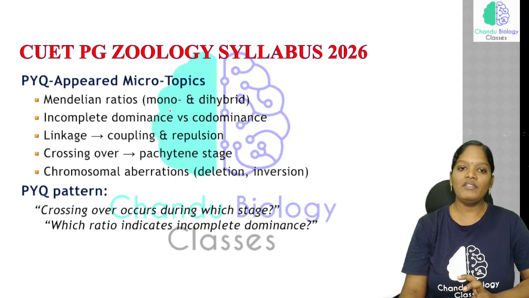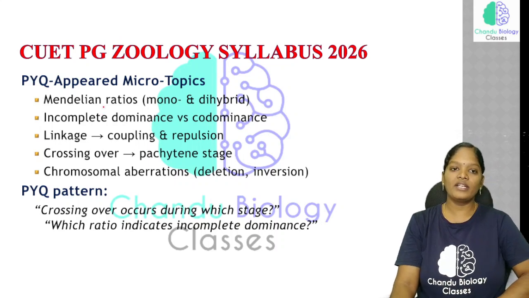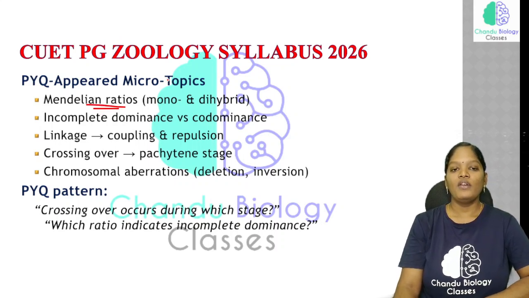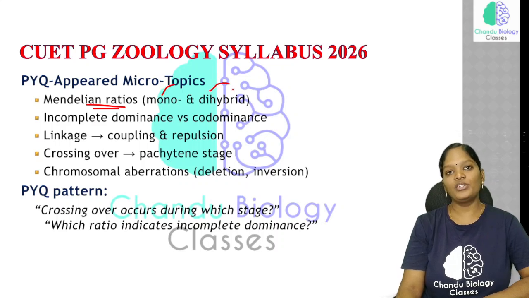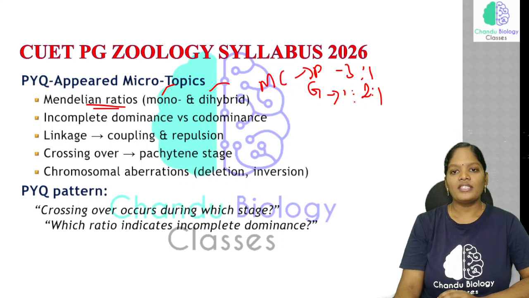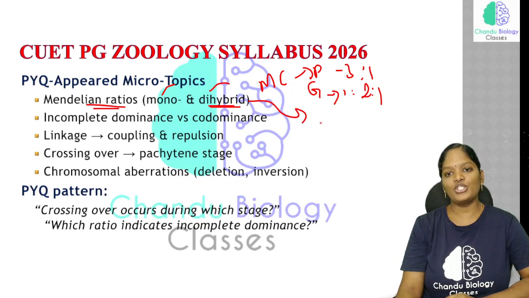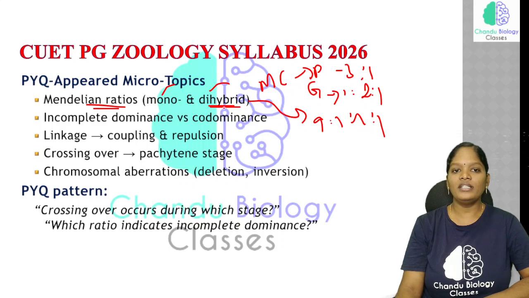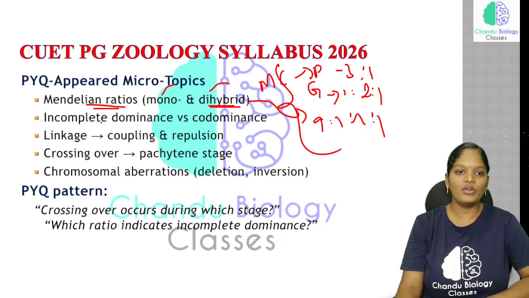In the previous year, we had a question from the Mendelian ratios. For example, in the monohybrid and dihybrid cross, we have phenotypic and genotypic ratios. In the monohybrid cross, the phenotypic ratio will be 3:1 and the genotypic ratio will be 1:2:1. Okay. Then the dihybrid cross: the phenotypic ratio will be 9:3:3:1. So this is how the cross ratios will be. Okay, we are going to study that.